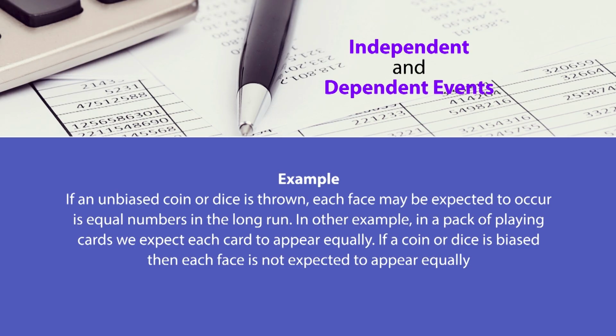If an unbiased coin or die is thrown, each face may be expected to occur in equal numbers in the long run. In another example, in a pack of playing cards, we expect each card to appear equally. If a coin or die is biased, then each face is not expected to appear equally.